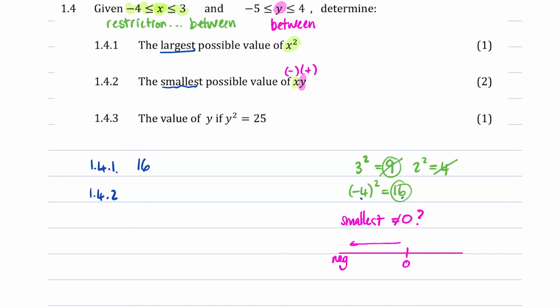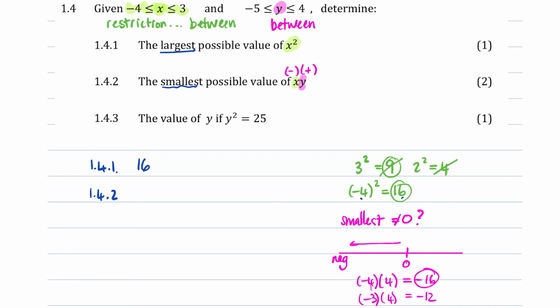So let's try some numbers here. What happens if we try negative 4 from our x values, the smallest negative, and from our y values I choose the largest positive value? That gives me negative 16. Is this the smallest possible value? If I took negative 3, which is a larger number, and multiplied it by 4, you get negative 12. That's not smaller than negative 16, so negative 16 is still the smallest number.